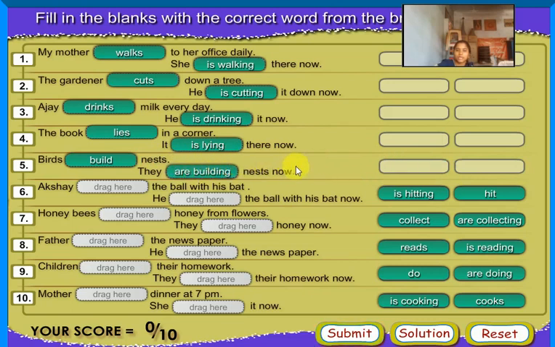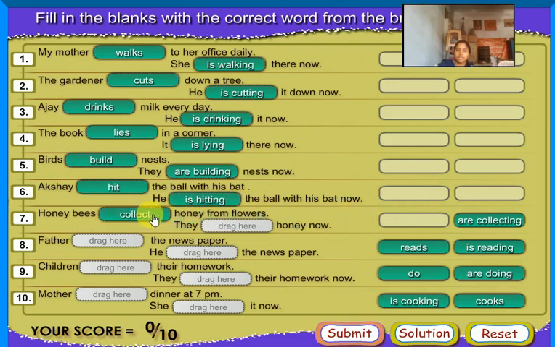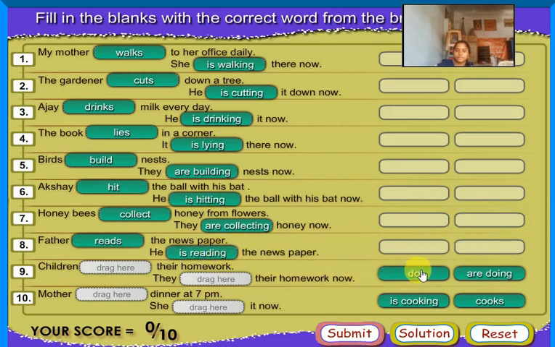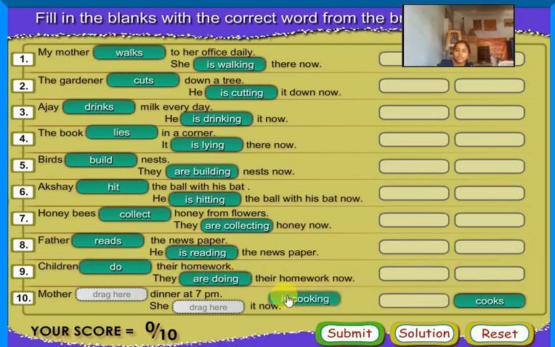Are building. Akshay eats the ball with his bat. He is eating the ball with his bat now. Is eating. Honeybees collect honey from flowers. Collect. They are collecting honey now. Are collecting. Father reads the newspaper. Reads. He is reading the newspaper. Is reading. Children do their homework. Do their homework. They are doing their homework now. Mother cooks dinner at 7 p.m. Cooks. She is cooking it now. Is cooking.